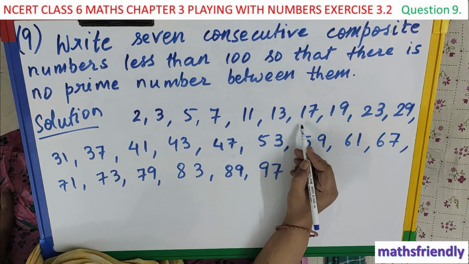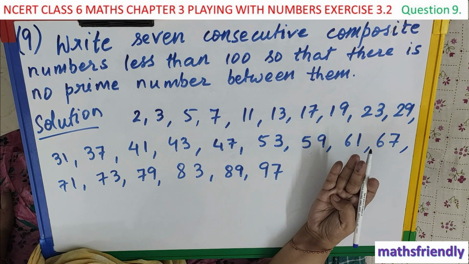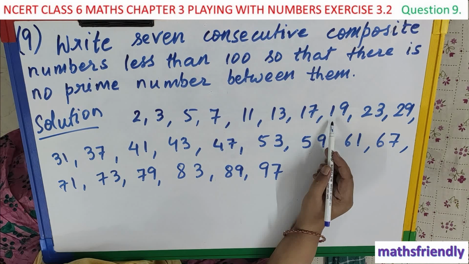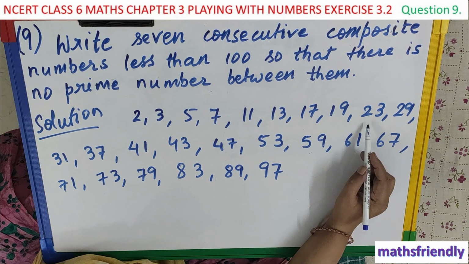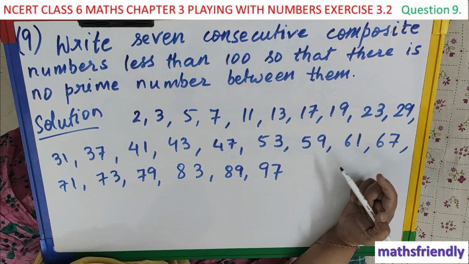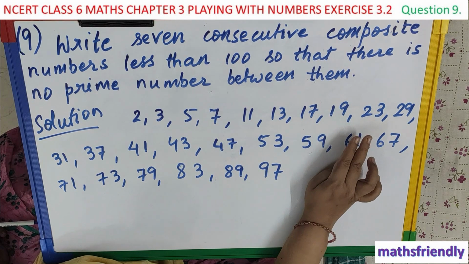So the gap between these two: how many composite numbers are there between these two numbers? There are 14, 15, 16, 3 numbers. Like that, between these two numbers only one number is there. Between these two numbers how many are there? Between 19 and 23 we have 20, 21, 22. These 3 numbers are composite numbers.